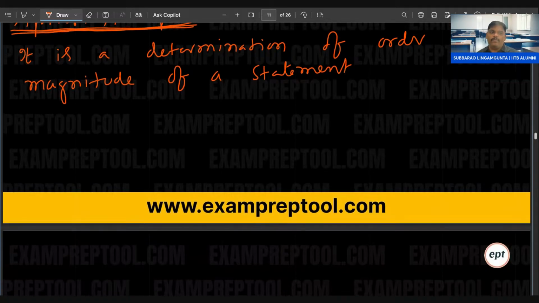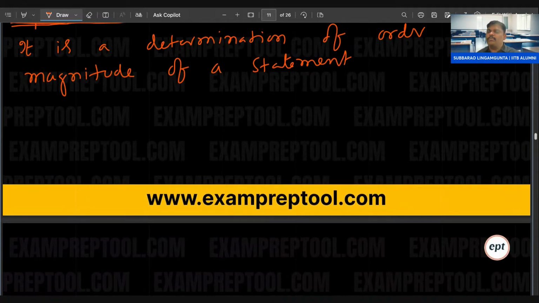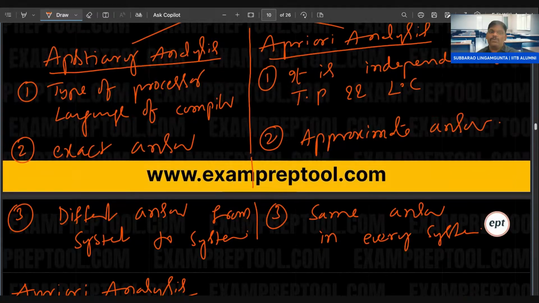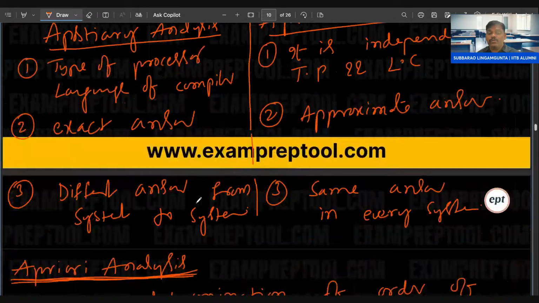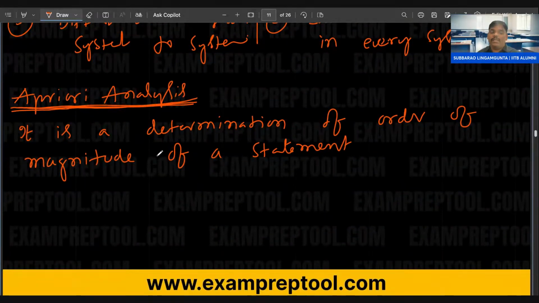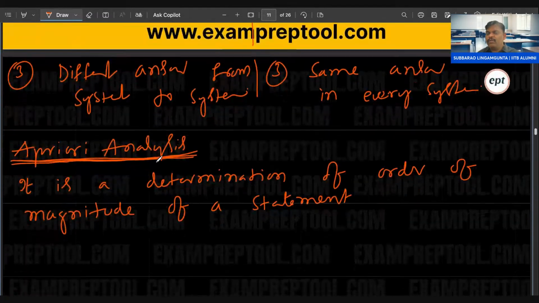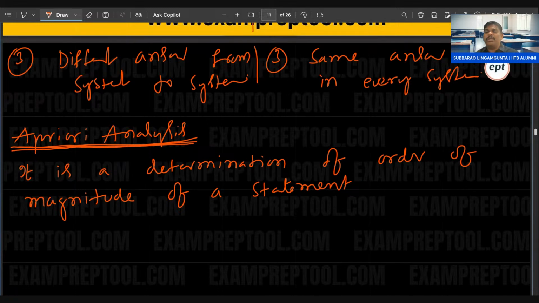How to find out time complexity, that is the goal. The analysis purpose is finding time complexity and space complexity. So analysis will be of two types. What is priori analysis? I think everyone knows. Posterior analysis depends upon actual things. Priori analysis is an independent analysis. What exactly is it? It is a determination of order of magnitude of a statement. We will get to know what exactly that means now.